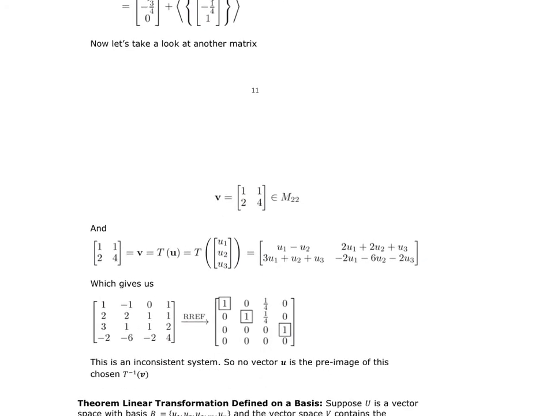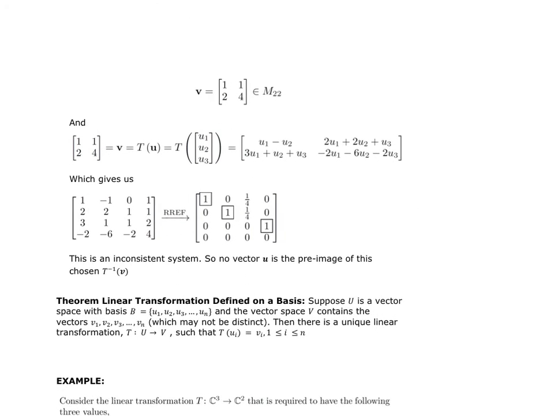Now let's take a look at this matrix. Again, I'm just choosing random matrices that are 2 by 2. Some of them will work out nice, some of them will not. Let's take a look at this.